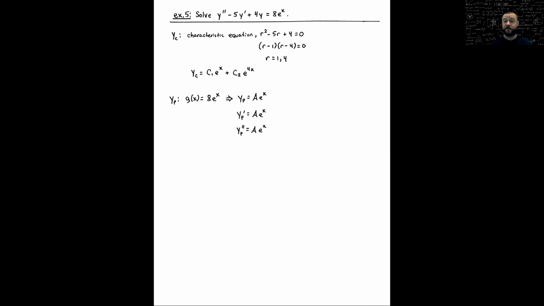We can proceed to step 2, finding the particular solution. So we take a look at the non-zero right-hand side, g of x, which is 8e to the x, an exponential function. So we try yp as an exponential function, a constant a times e to the x. Here, the derivatives are really nice. E to the x just differentiates to itself. So yp and its derivatives are all a times e to the x. That's pretty nice. All right, now let's plug in yp and its derivatives to the non-homogeneous ODE.